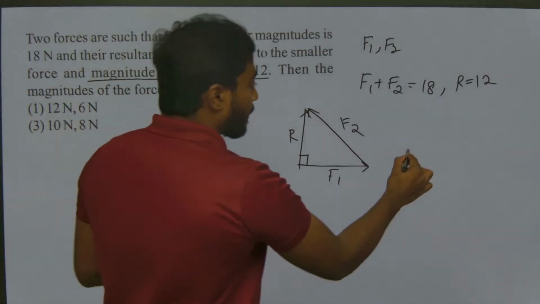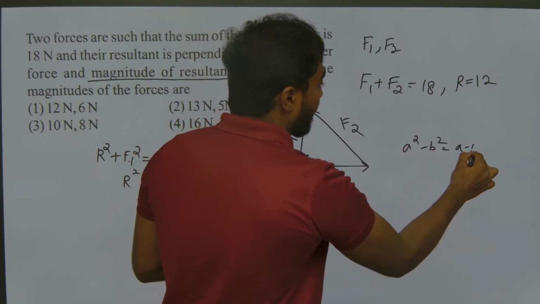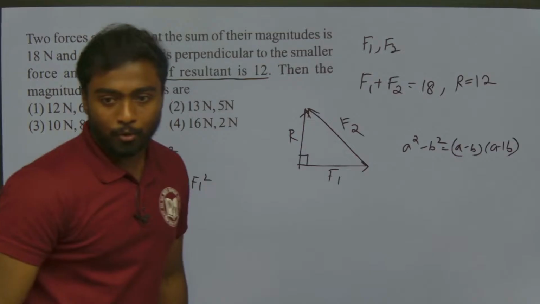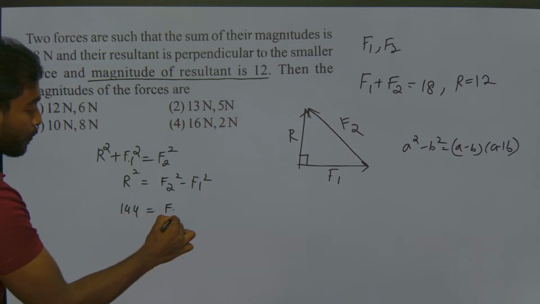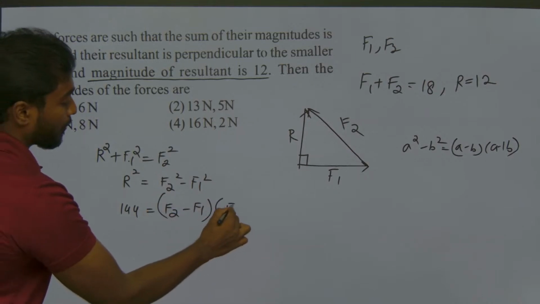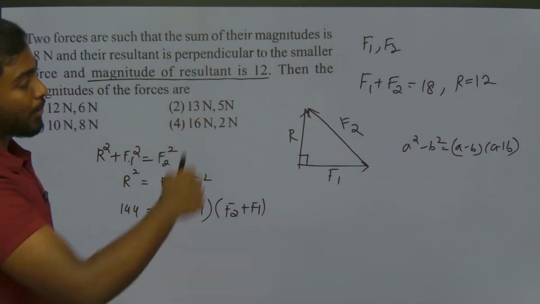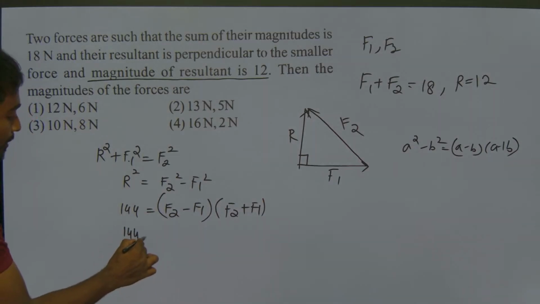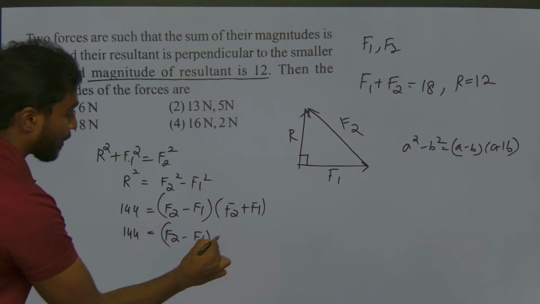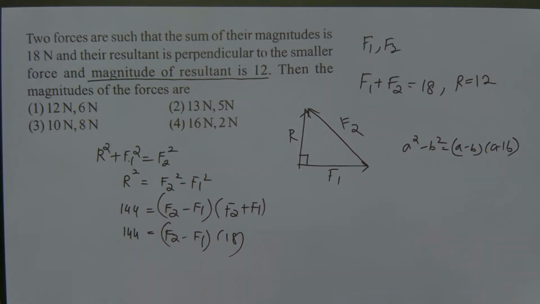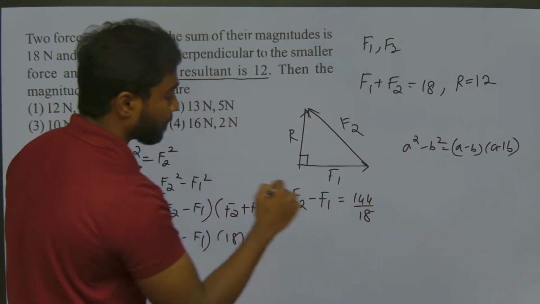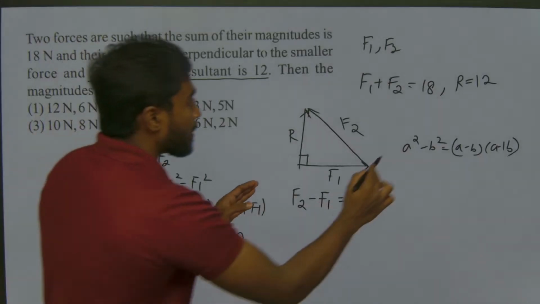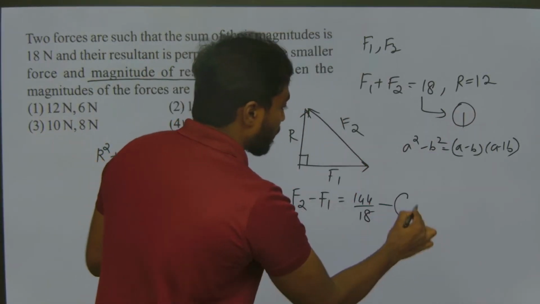One condition we know is that A square minus B square is nothing but A minus B into A plus B, right? R square is 12 square, which is 144. So 144 is equal to F2 minus F1 into F2 plus F1. What is F2 plus F1? 18. So 144 is equal to F2 minus F1 times 18. So from this, F2 minus F1 is equal to 144 by 18. So this is my equation 1 and this is my equation 2.